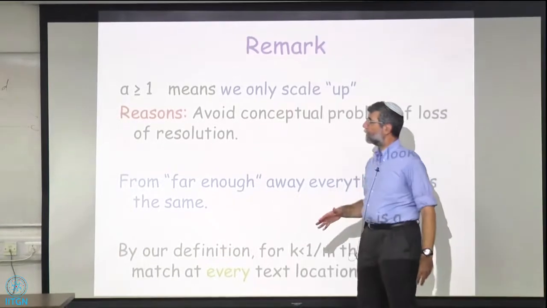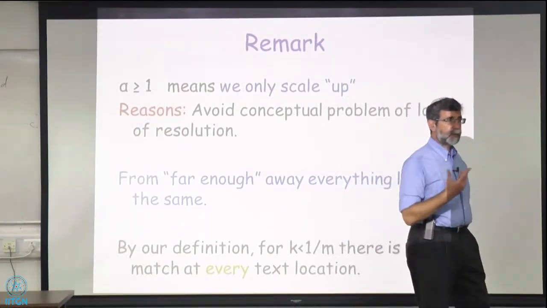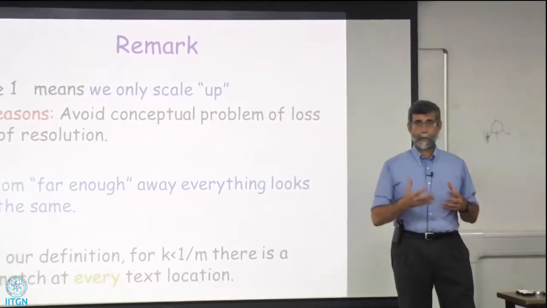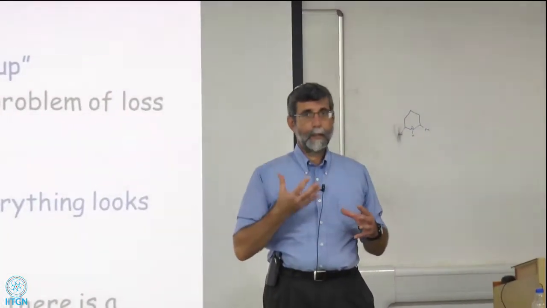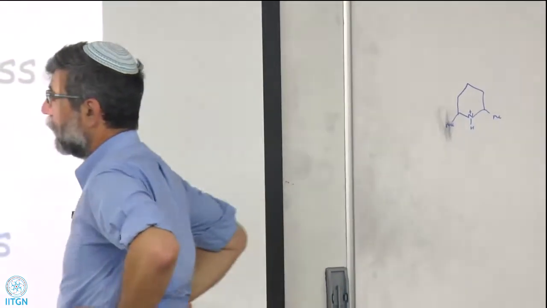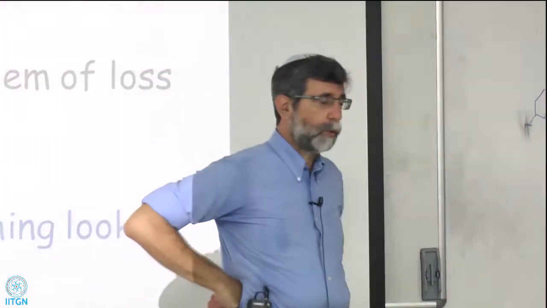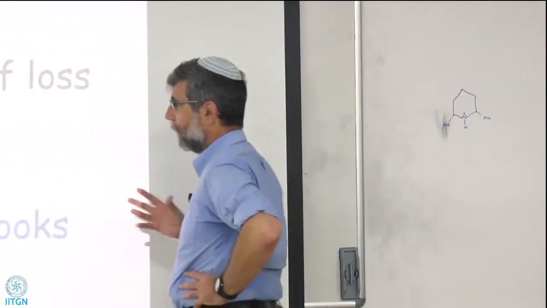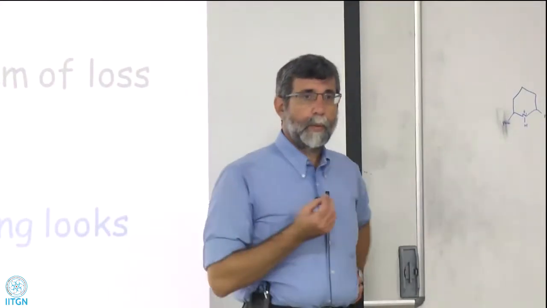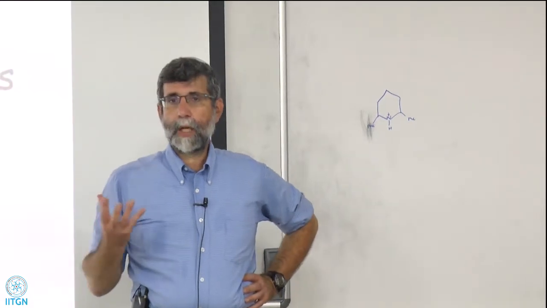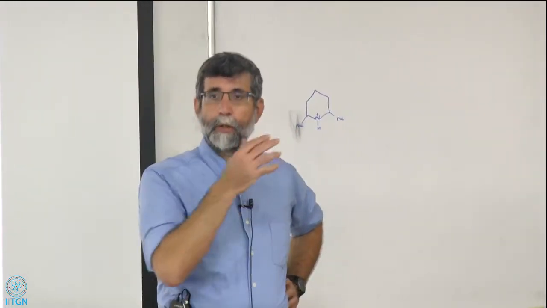Okay, so as you saw, when we defined the scaling, we said alpha is greater than or equal to 1. It means that basically we're scaling the pattern up. We're looking for all the locations of the pattern where it's bigger, not where it's smaller. So we're not scaling down, we're scaling up. The problem was that we wanted to avoid a lot of conceptual problems, and loss of resolution is one of them, because philosophically we didn't even want to get into it. If you take alpha less than 1 over m, then everything converges to a single pixel. You move far enough away and everything looks the same. So scaling down, we said, has problems of its own. Let's not worry about it.